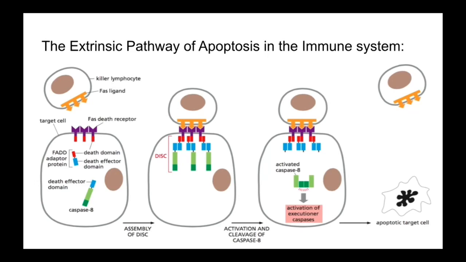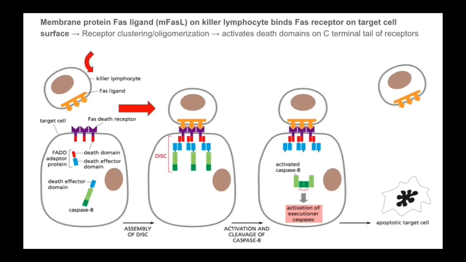This is the extrinsic pathway of apoptosis in the immune system, which we will use to show how Fas functions. The trimeric membrane protein Fas-L, or the Fas ligand, on the killer lymphocyte binds to a Fas receptor on the target cell surface. Binding of the membrane-bound Fas-L to the Fas receptor triggers receptor clustering and oligomerization, which causes activation of the death domains on the C-terminal tails of the receptors.